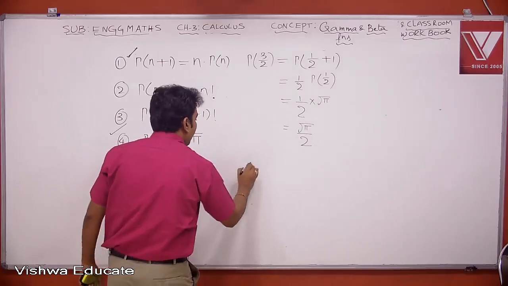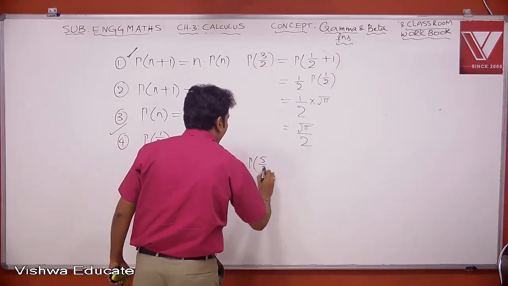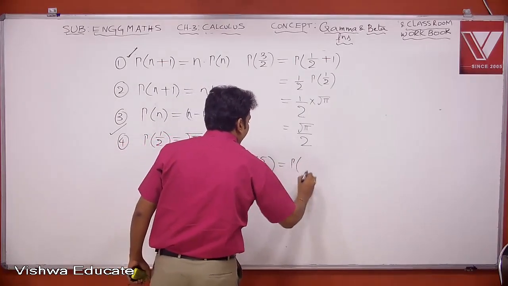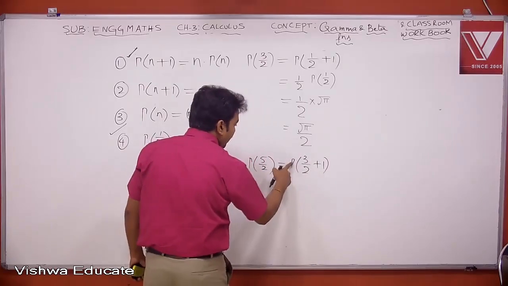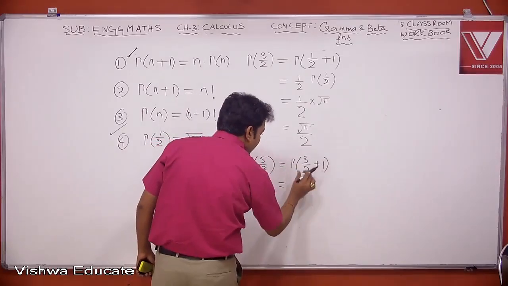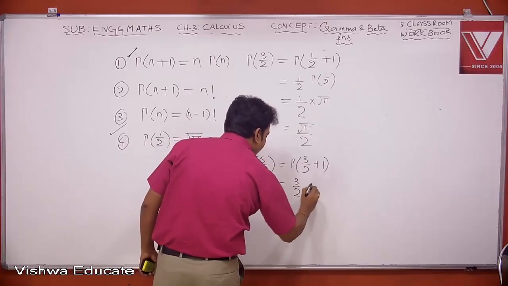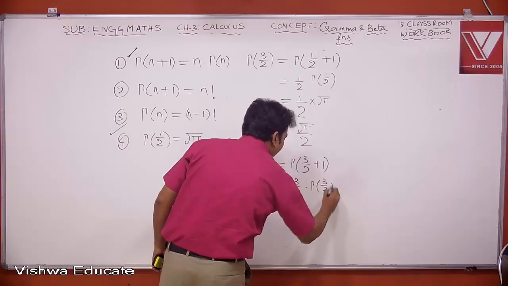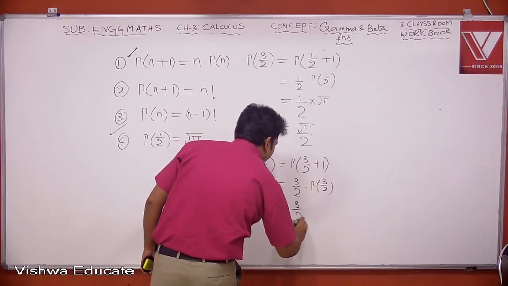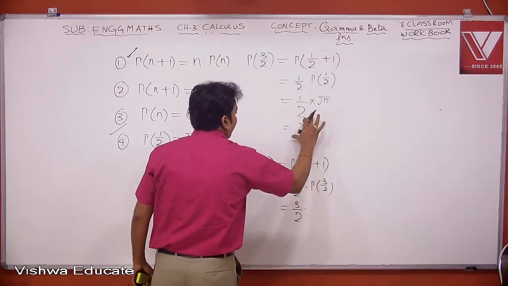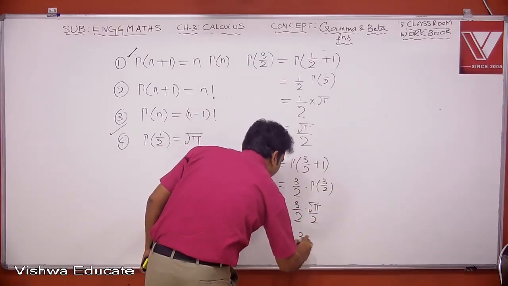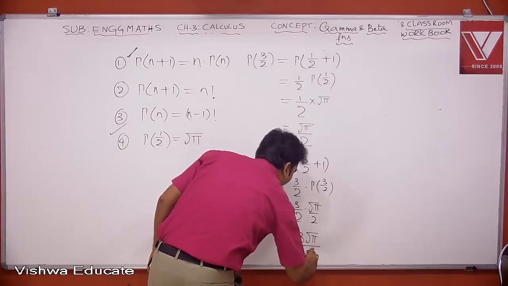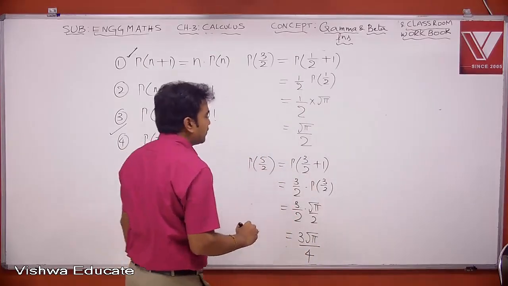In the similar way, if you want gamma of 5 by 2, this 5 by 2 we can write it as 3 by 2 plus 1. Now this is again in the form of gamma of n plus 1. Here n value is 3 by 2. So this is 3 by 2 into gamma of 3 by 2, and gamma of 3 by 2 is square root of pi divided by 2. So therefore this is 3 times square root of pi divided by 4.